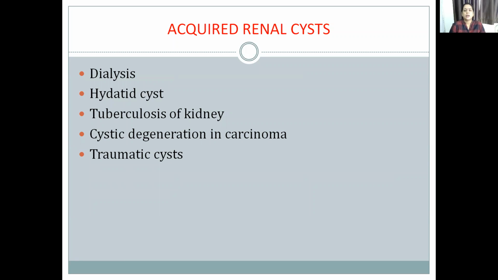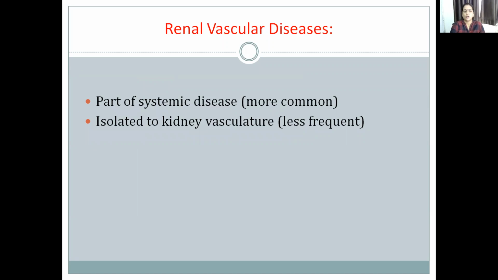So how can we see acquired renal cysts? In the form of trauma, any cystic degeneration and carcinoma, tuberculosis of kidney, hydatid cyst, and in dialysis patients where they are being treated for their chronic renal failure or CKD. So here we finished the cystic diseases of the kidney: the adult polycystic, ARPKD, that is the infantile, the medullary, and the acquired and the simple cysts.